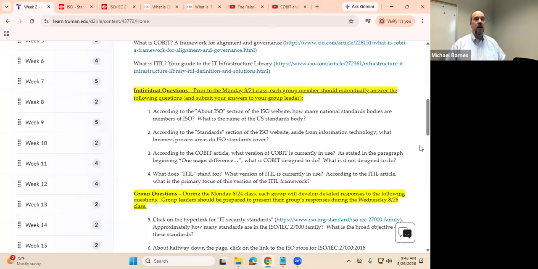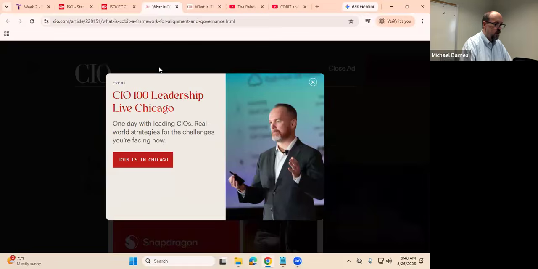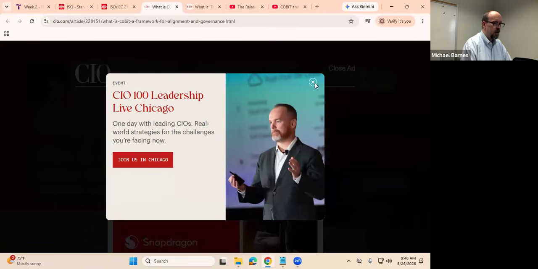Secondly, there was the thing that Jonathan said about what COBIT is not designed to do. Okay, so as far as what it is not designed to do, let's just take a look at the article. That's easier. Oh, this is also something I want to throw out here.